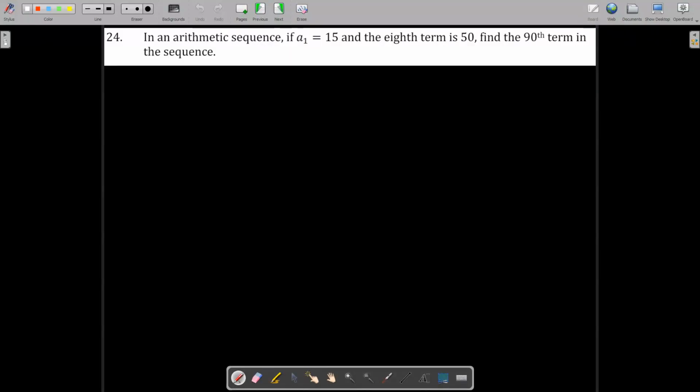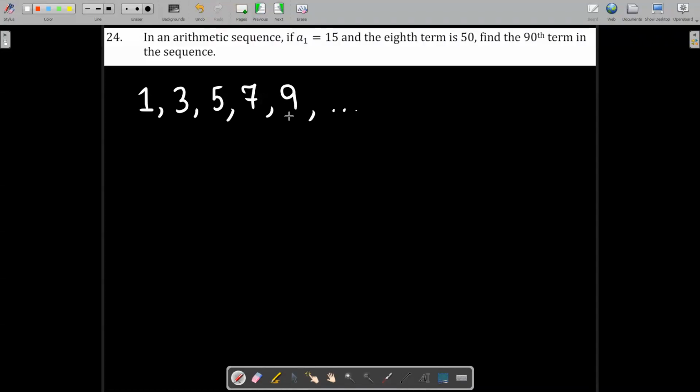For instance, if you had 1, 3, 5, 7, 9, etc., we're adding 2 each time. 1 would be the A1 value because it's the first term in the sequence, and then we add 2, add 2, add 2, add 2, and then 9 would be the 5th term in the sequence, okay?